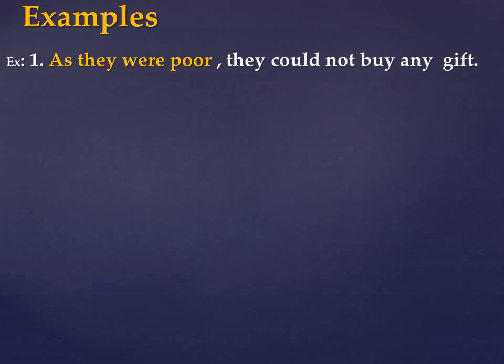Let me say it in Bangla. যেহেতু তারা গরিব ছিল. So it's not a complete thought. But if I say they couldn't buy any gift, if I separate the white part, then it itself has a meaning. They couldn't buy any gift. তারা কোনো gift কিনতে পারলো না. So it itself is a complete sentence. So the white part is not dependent, but the yellow part is dependent on the white part. That's why the yellow part is a subordinate clause and the white part is the principal clause.